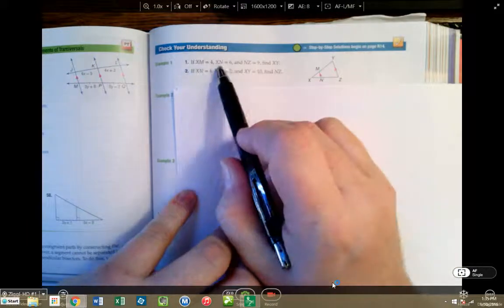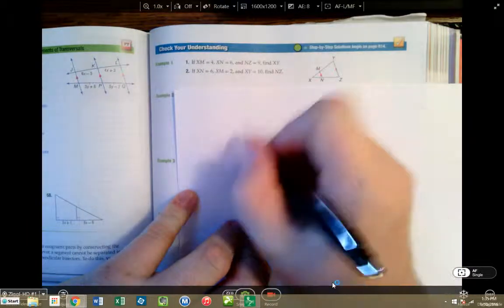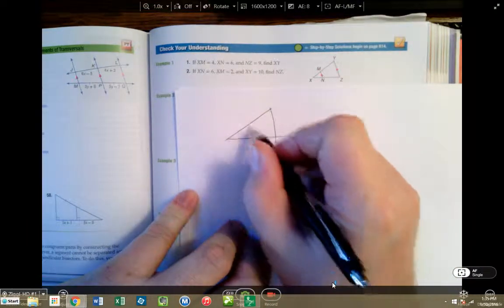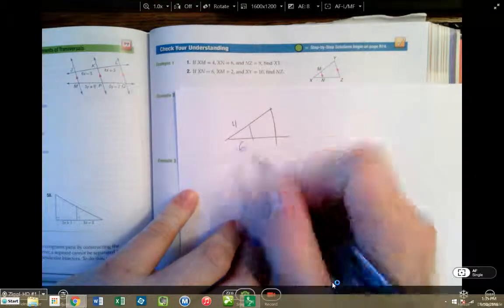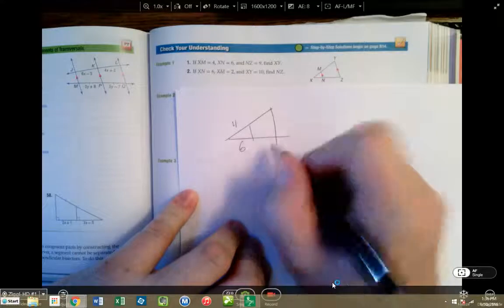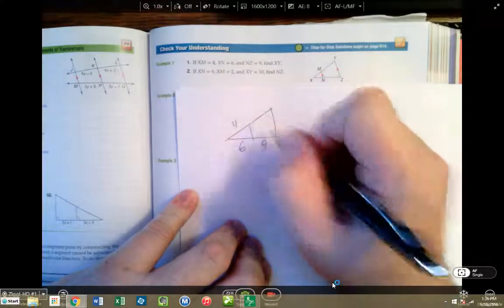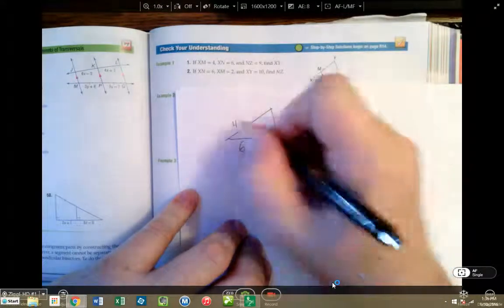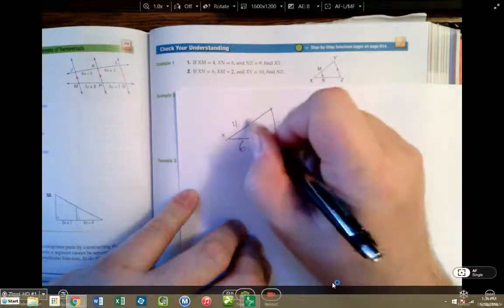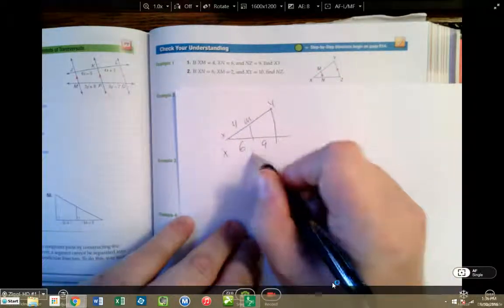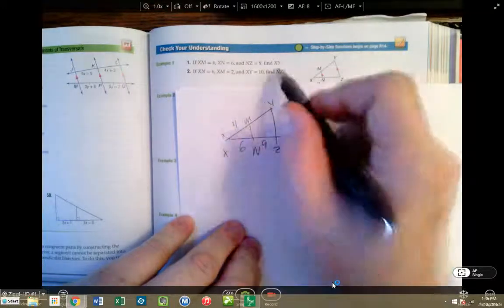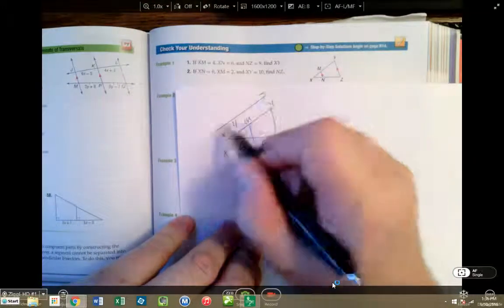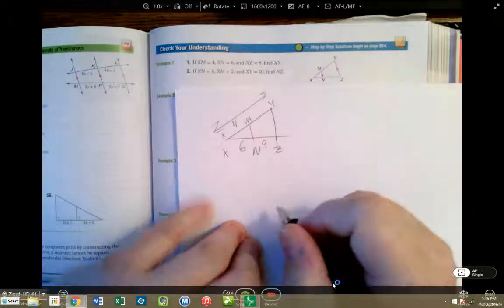If XM equals 4 and XN equals 6 and NZ equals 9, find XY. Now, the first thing you need to remember is that you need to read the problems carefully. And you have XM, but we're looking for XY. To find the whole XY, I can do one of two things.